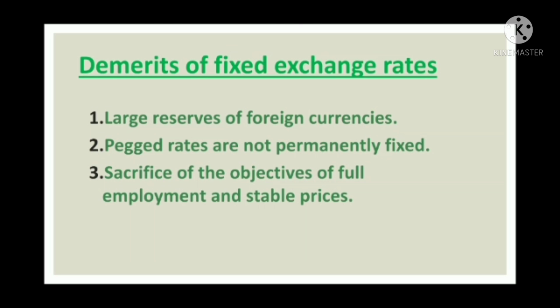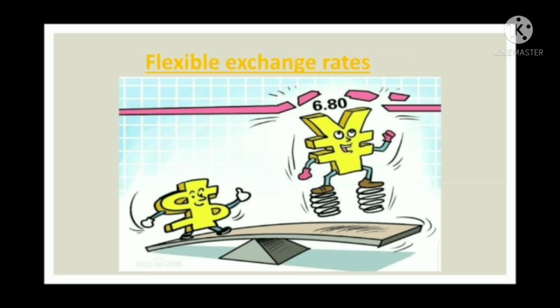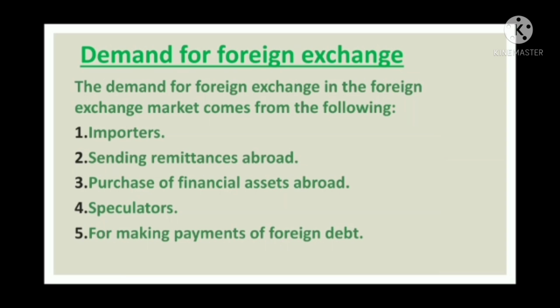Next, flexible exchange rates. The system of exchange rate in which value of a currency is allowed to float freely as determined by demand for and supply of foreign exchange is called flexible exchange rate system. The foreign exchange market is busy at all times by changes in the exchange rates. Next, demand for foreign exchange. The demand for foreign exchange in the foreign exchange market comes from the following: importers, sending remittance abroad, purchase of financial assets abroad, speculators, and for making payments of foreign debts.